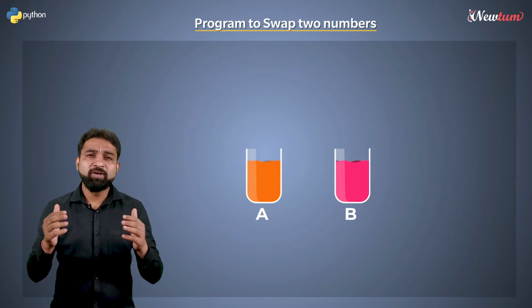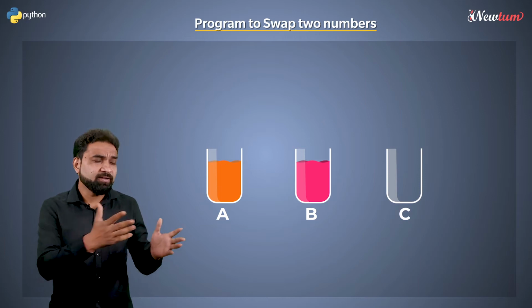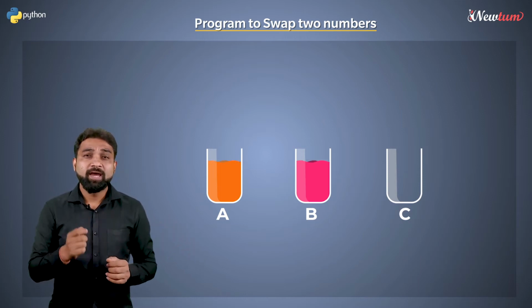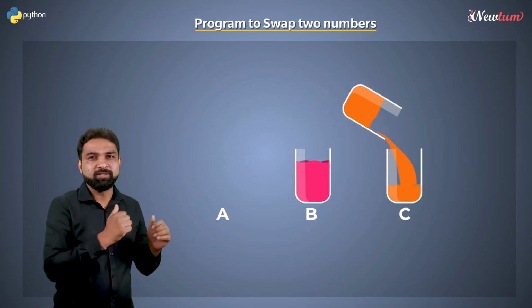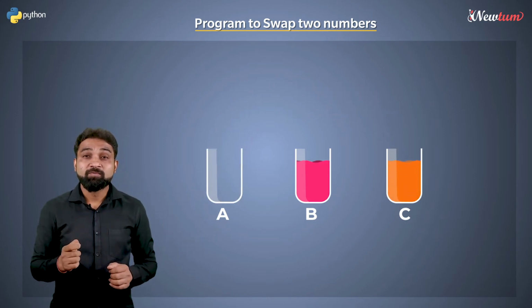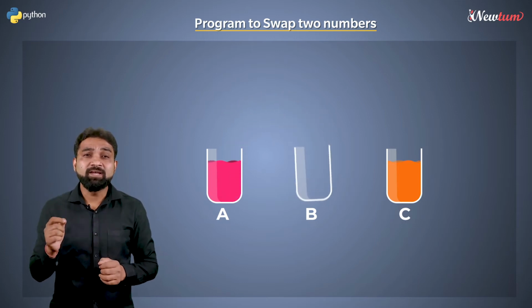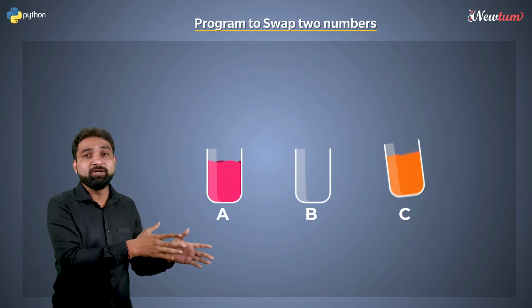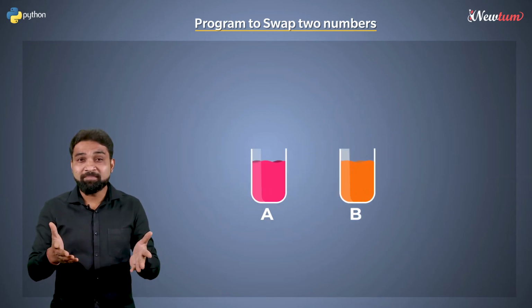So, what we will do? We will take the third container, call it C. And then, we will put the content of A into C. Now, we will put the content of B into A. Finally, the content of C into B. You see, the contents are swapped.